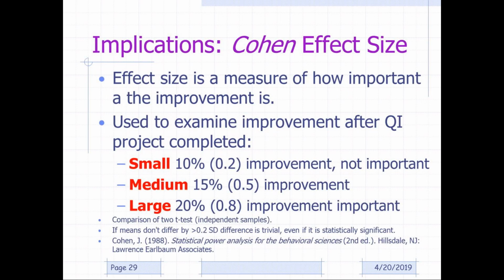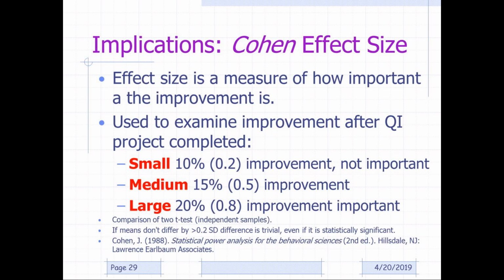You also need to look at the implications of effect size. It's a measure of how important an improvement is. It's used to determine the improvement after quality improvement projects are completed. A general rule of thumb is a small improvement is 10%, whereas medium is 15% and large is 20%.